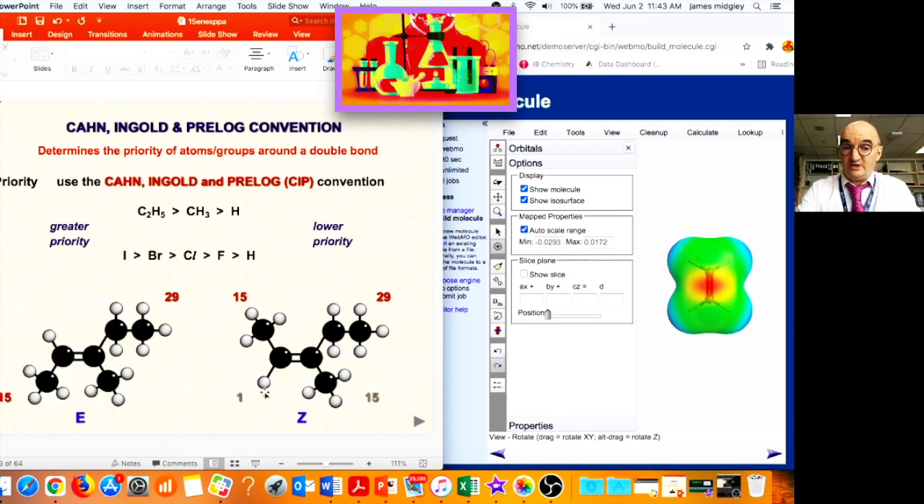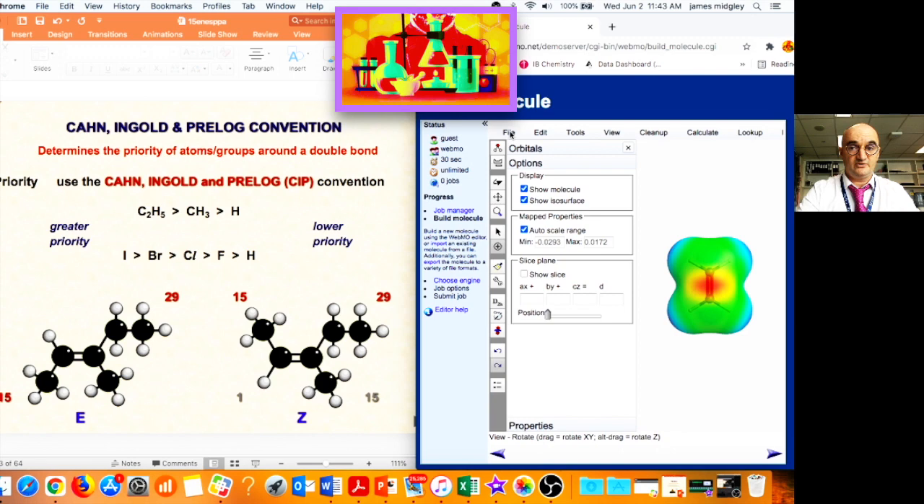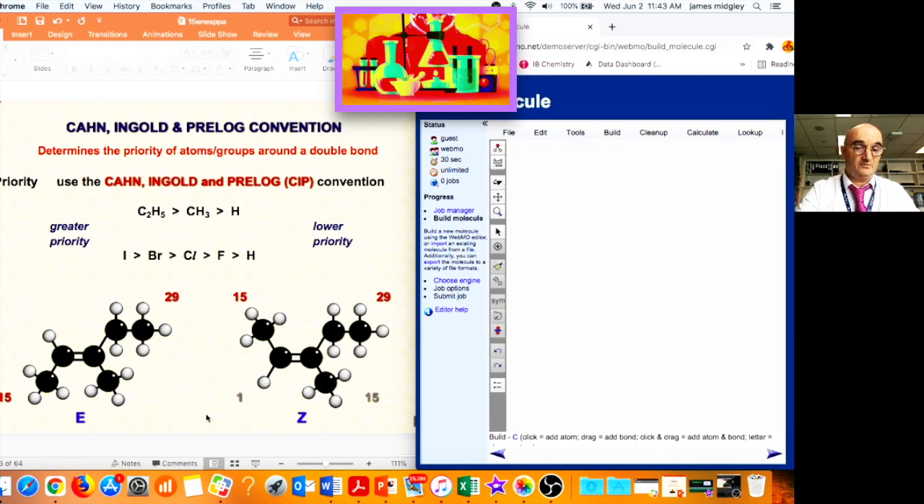We could then be asked to draw the E isomer. So if you have a look, you put the piece of rope in the middle, a mirror. This is 1, this is 15, 15 wins. This is 15, this is 29, 29 wins. So 15 wins here, 29 wins there. They are enemies. The highest priority is on opposite sides of the double bond. The key to solving these and getting them correct is putting the double bond in the middle of the piece of paper.